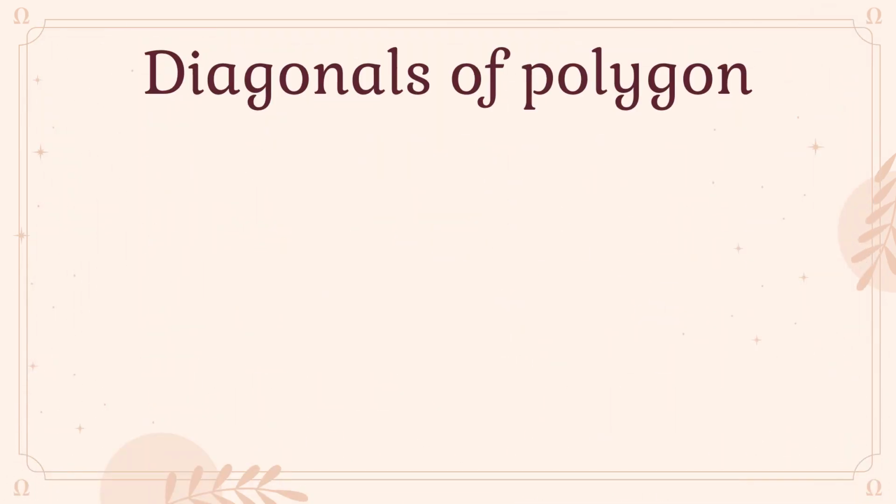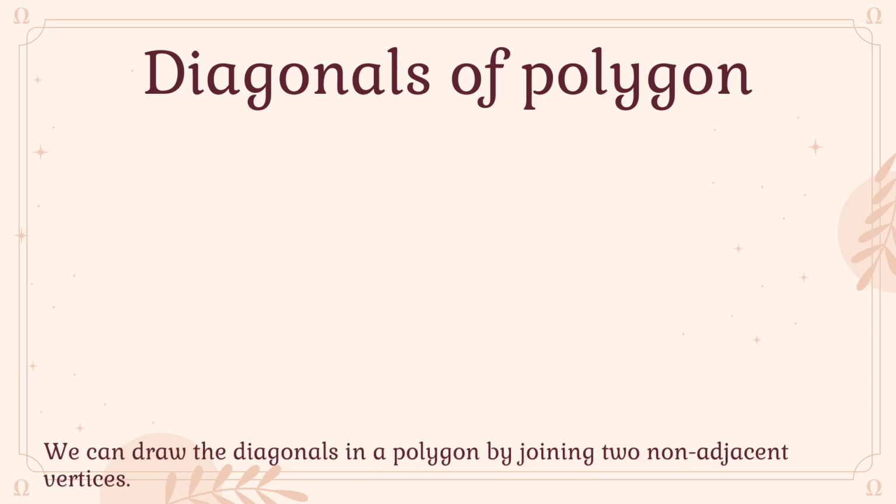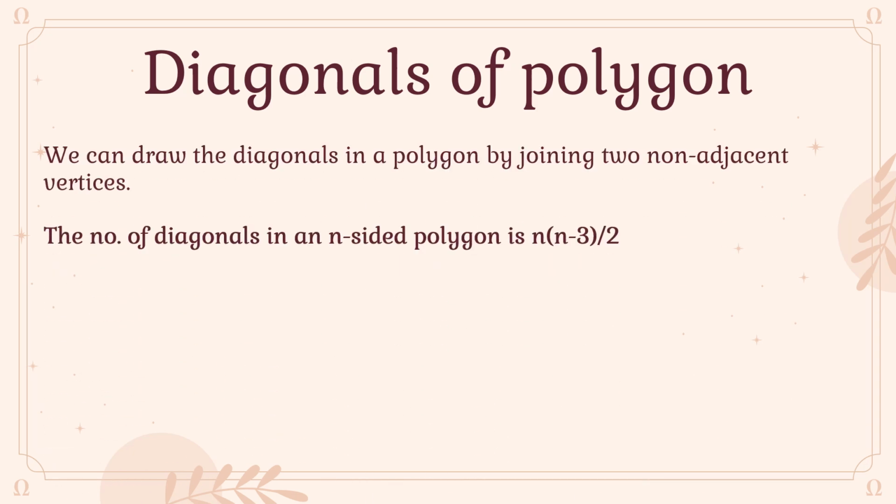Diagonals of a polygon. Now, what are these diagonals? We all are familiar with this word, diagonals. What are these? These are the line segments which are drawn by joining two non-adjacent vertices. The non-adjacent vertices are those vertices which are not next to each other. We can draw the diagonals in a polygon by joining these two non-adjacent vertices.